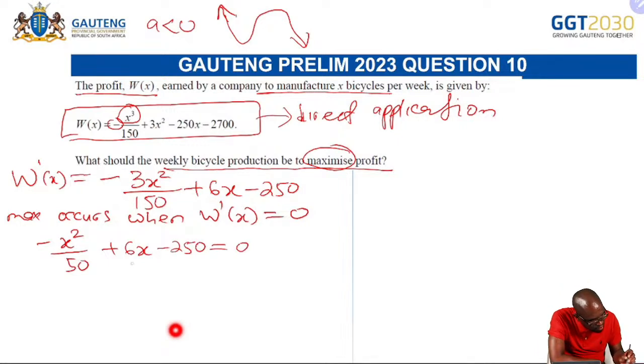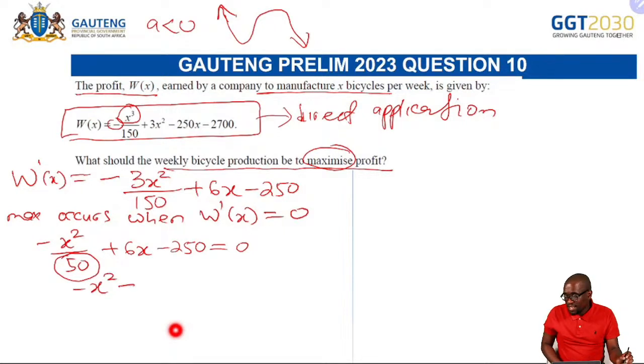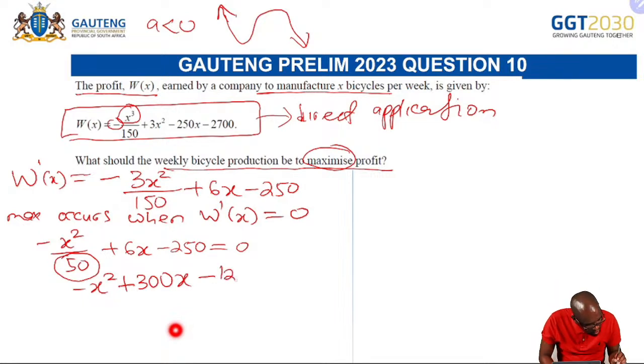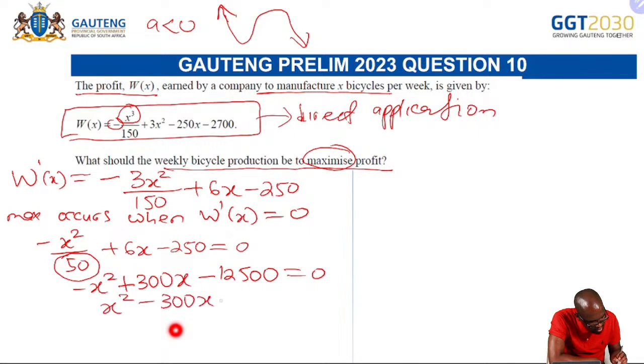Now if you multiply throughout by 50, because 50 is your LCD there, remember we want to write this in standard form. This is minus x squared. 6 times 50 would give you 300x. And then 250 times 50 will give you 12,500. This is equal to 0. So remember, we want to write it in standard form. So divide by negative 1. So it's x squared minus 300x plus 12,500 is equal to 0.